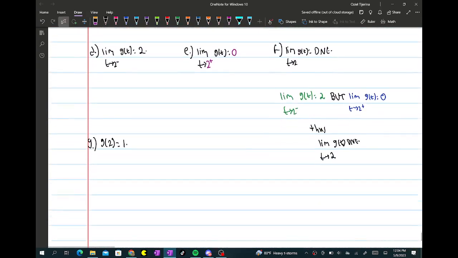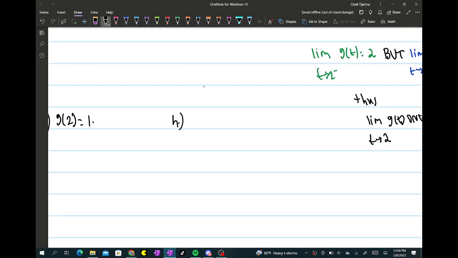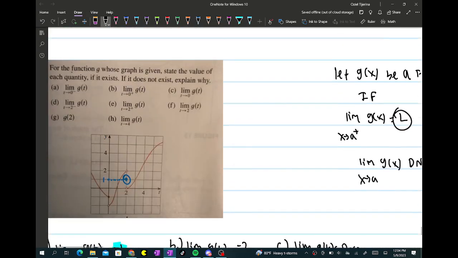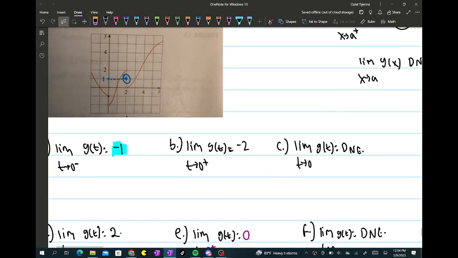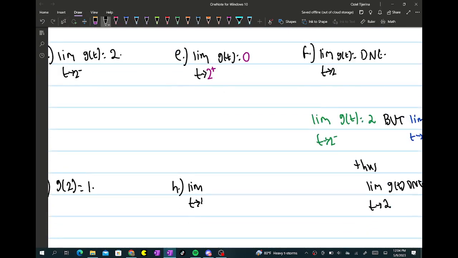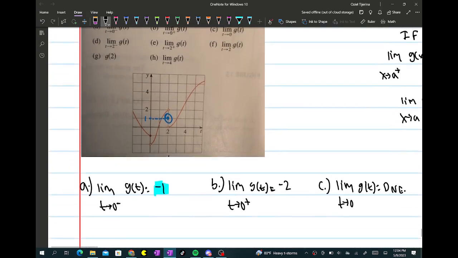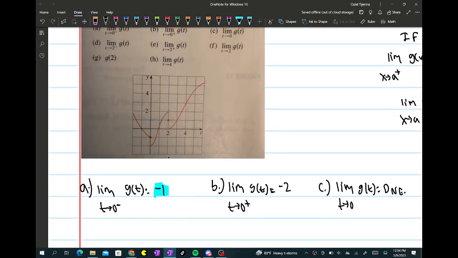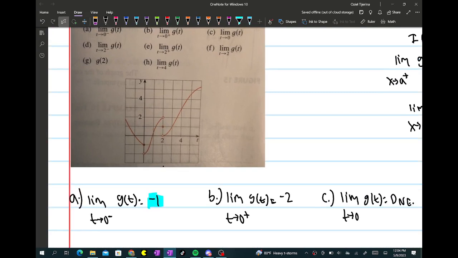And lastly, part H tells us to find the limit as t approaches 4 of g of t. And this one is pretty easy, right? Because if you look at versus the other ones that we did where they were approaching 2 different things, we can clearly look at where t is equal to 4, we can say that the limit exists.